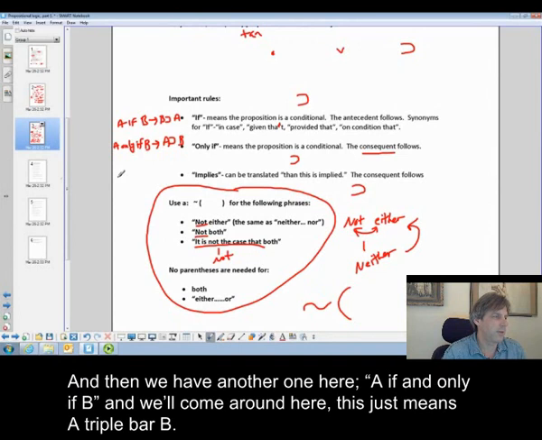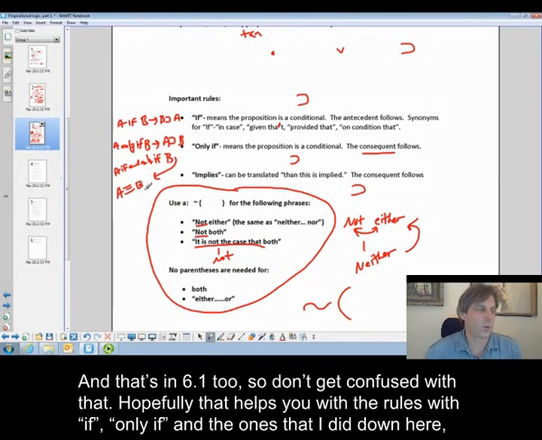And then we have another one here. A, if and only if B, and we'll come around here. This just means A triple bar B, and that's in 6.1.2. So don't get confused with that.